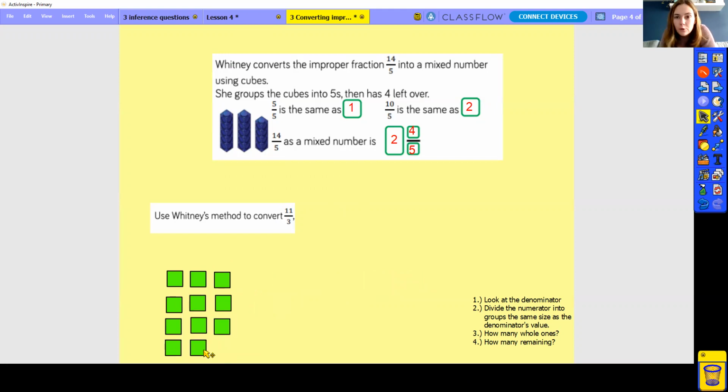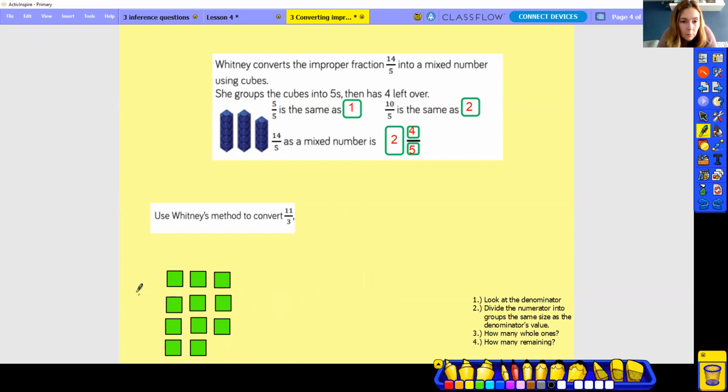Well, how many full groups of 3 have we got in 11? We can see in front of us, if I circle them, we've got 1 group, a 2 group, 3 groups. So we've got 3 groups there. Okay, and then 2 left over. So if we're writing that as a fraction, it is 3 and 2/3.